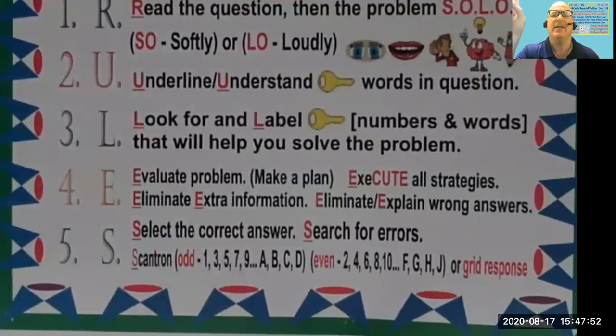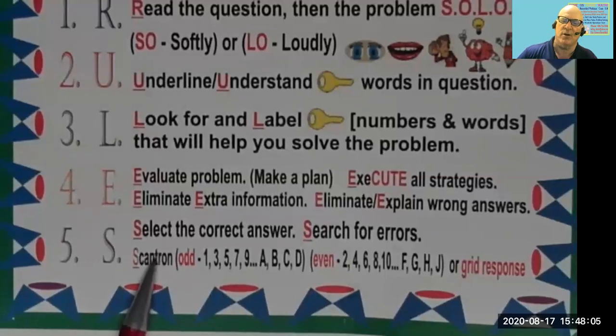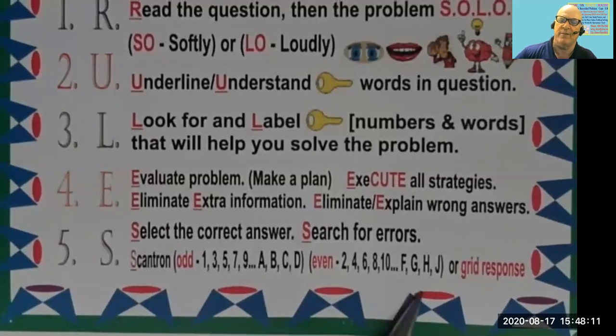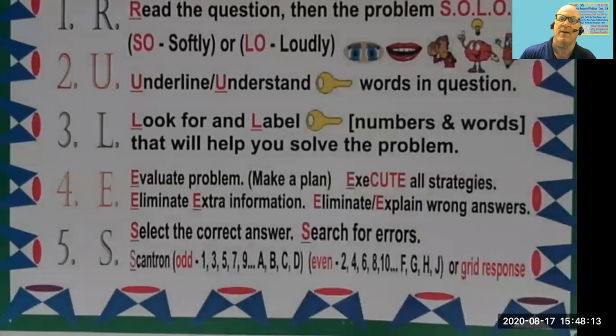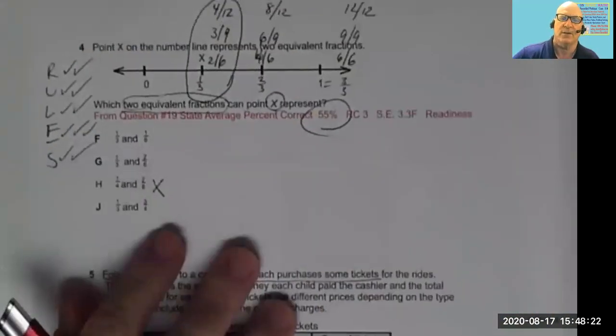Select one. So we're going to select one answer and hopefully show the reader, show our teacher why it's correct in the way that we label. We'll double check searching for errors, then bubble in our Scantron. All odds will be A, B, C, D on tests in Texas, and all evens will be F, G, H, or J, or we might have a grid response where we have to use a sort of place value chart to answer the question. So that's our RULES acronym. So let's take a look.